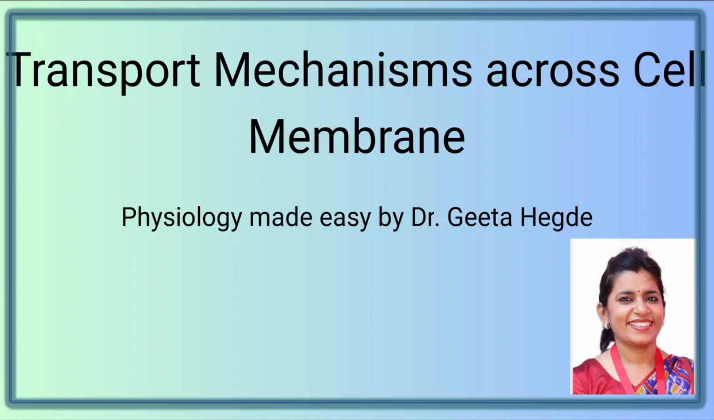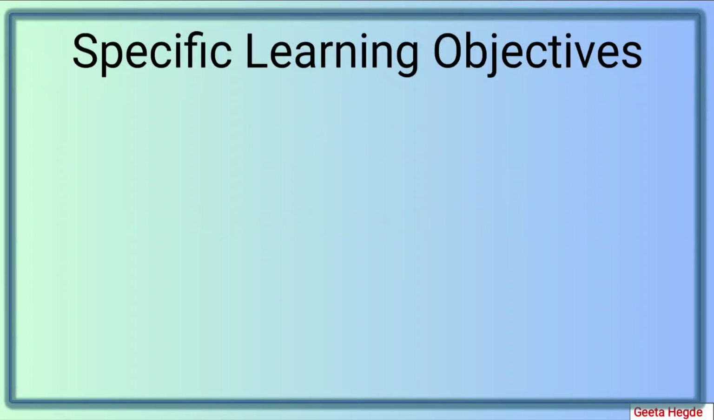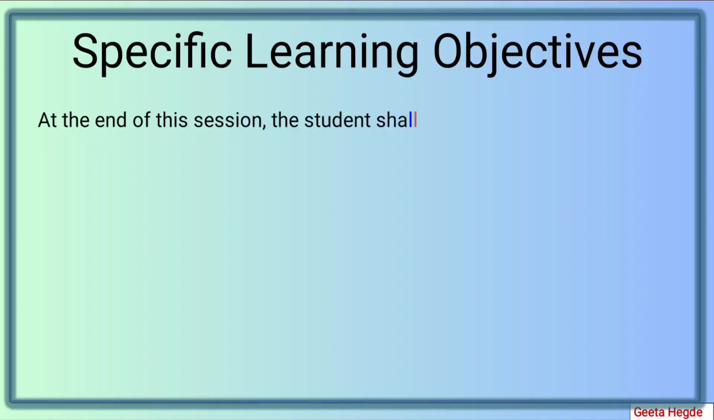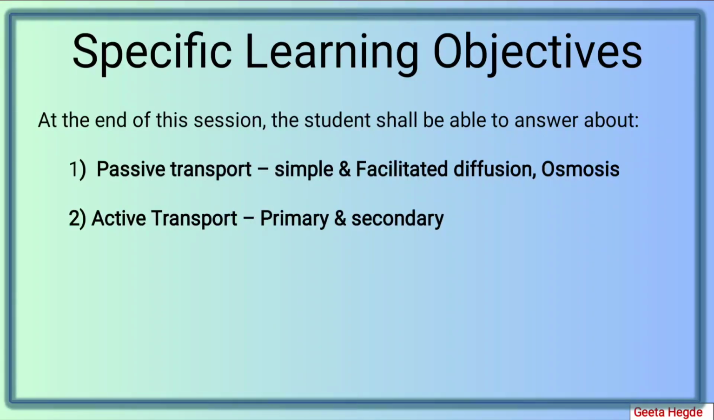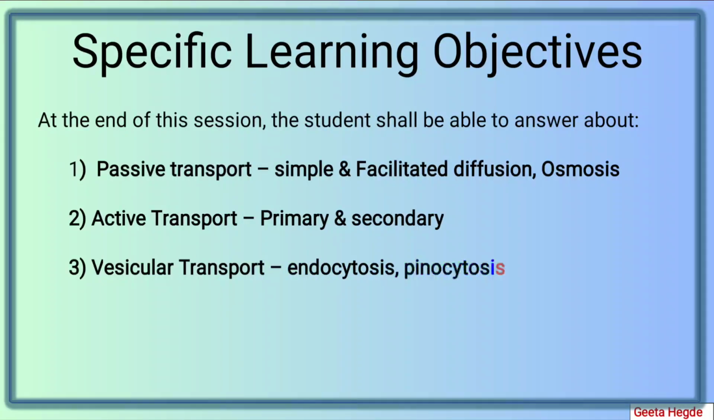Transport mechanisms across cell membrane are crucial for maintaining cellular function and homeostasis. At the end of this session, the student shall be able to answer about passive transport, simple and facilitated diffusion, osmosis, active transport, primary and secondary, and vesicular transport.